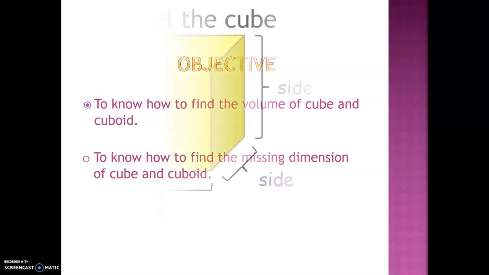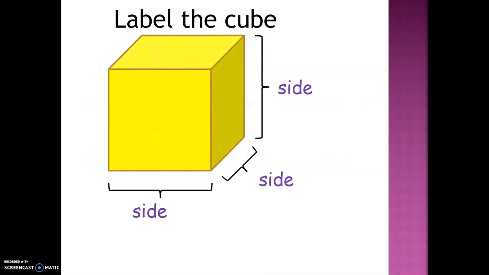of cube and cuboid. If you check the figure, it's a three-dimensional figure and all the three dimensions are the same. That is, the side and side are the same. If they are the same, we call it a cube.